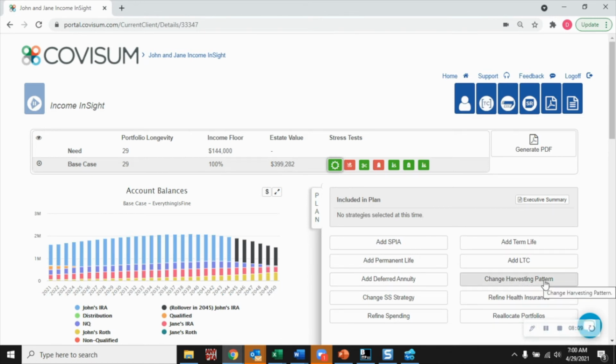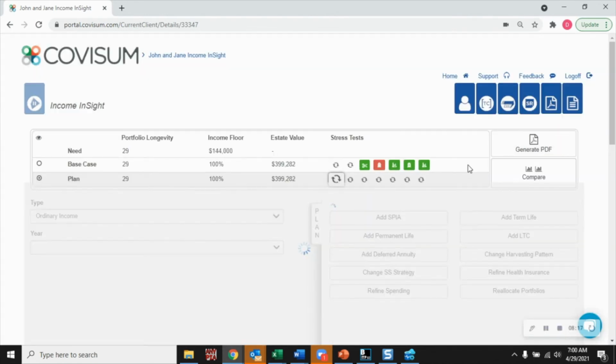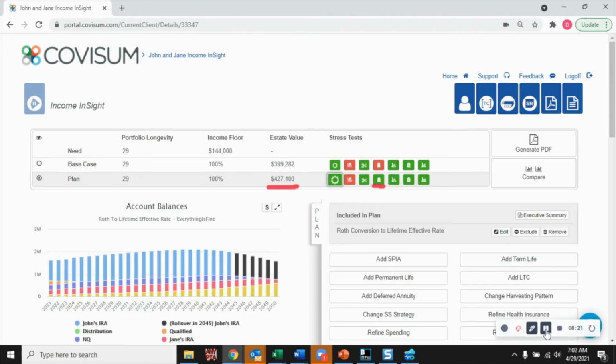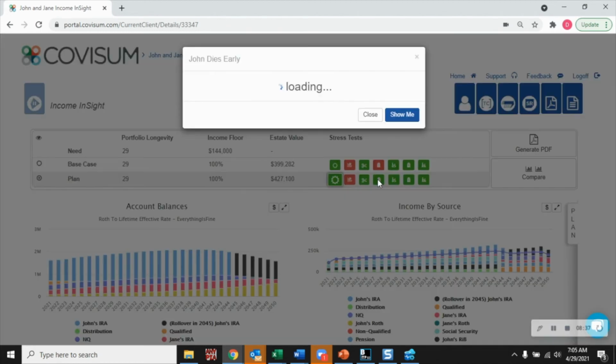I'm going to demonstrate the Roth conversion to the lifetime effective rate. This is one unique element of Income Insight. By implementing a different harvesting pattern, we're actually able to meet the need for Dan's early death and increase the estate value. Now I can compare our base case against the plan case for an early death.